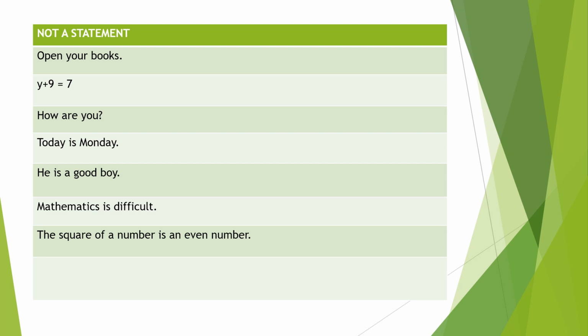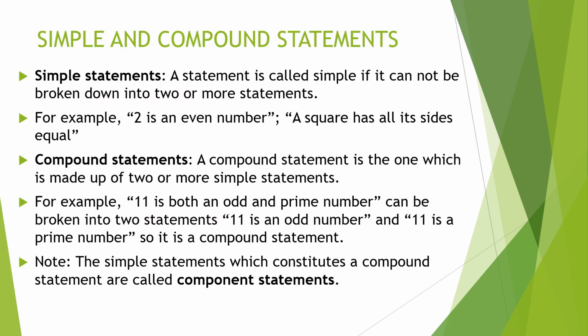Today is Monday, so today comes, so it will not be a statement. He is a good boy. He, so it is not a statement. Mathematics is difficult. Now since it is a subjective type of thing, we cannot say it is a statement. The square of a number is an even number. Here also we do not know which type of number it is, integer, natural number, anything.